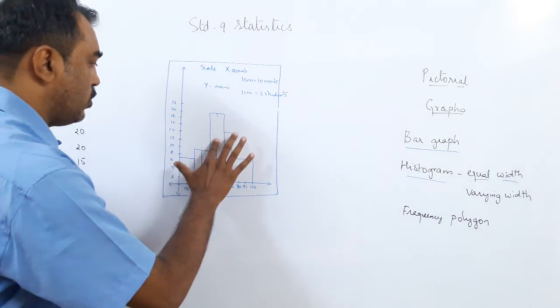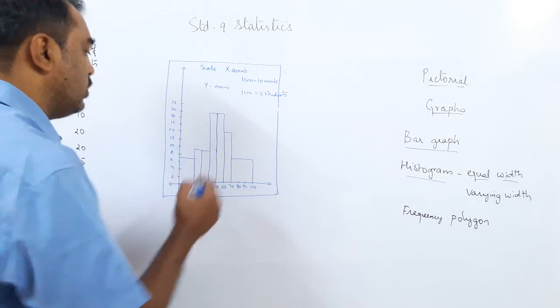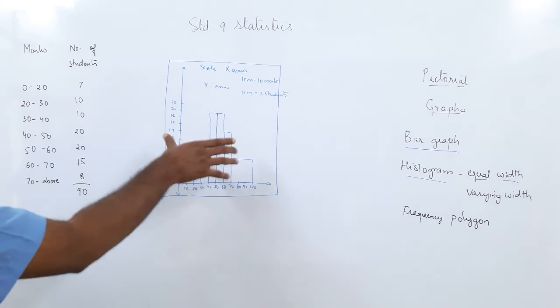Now, do not do it with a rough hand. Always use a scale to draw the histogram. So this is the histogram we got corresponding to the table that we made. Now let us see. Do you think this histogram is correct?